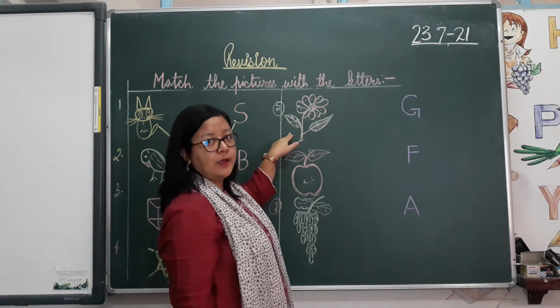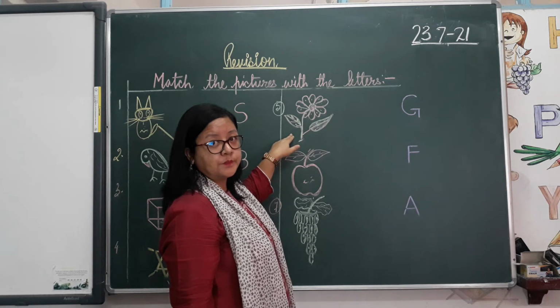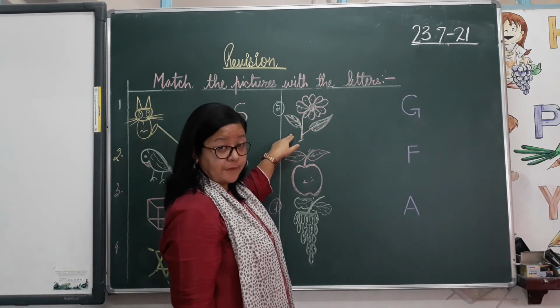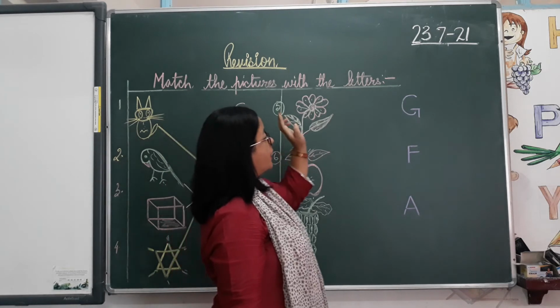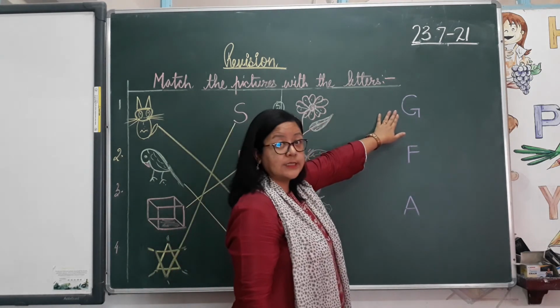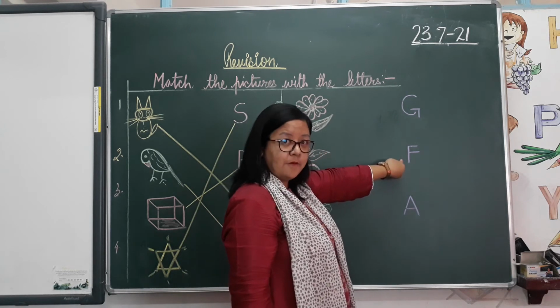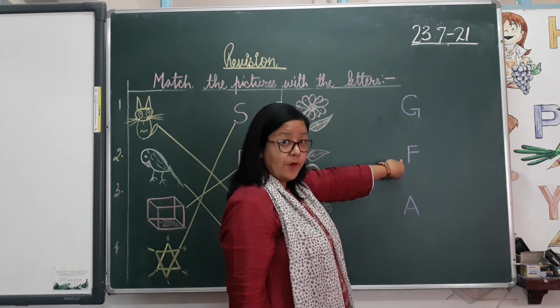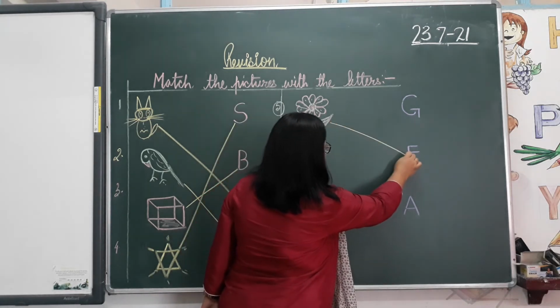Next picture, we have a beautiful flower. It's a beautiful flower, okay? What is the first letter of flower? F. Say F. Okay, now find out where is F here. Is this F? No. Is this F? Yes, F for flower.